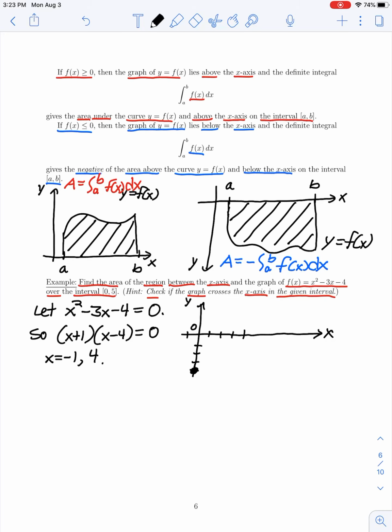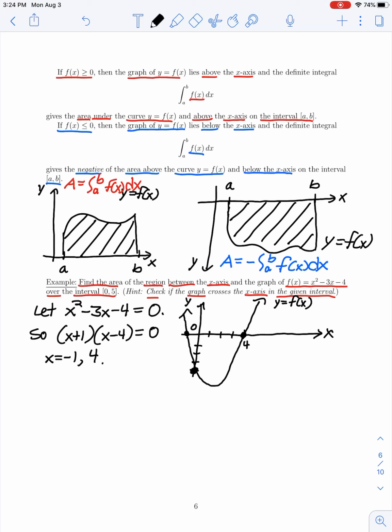So generally, we have a parabola. We have this parabola opening upward, whose intercepts are shown here. So we're interested in the area bounded by this curve and the x-axis on the interval from 0 to 5.